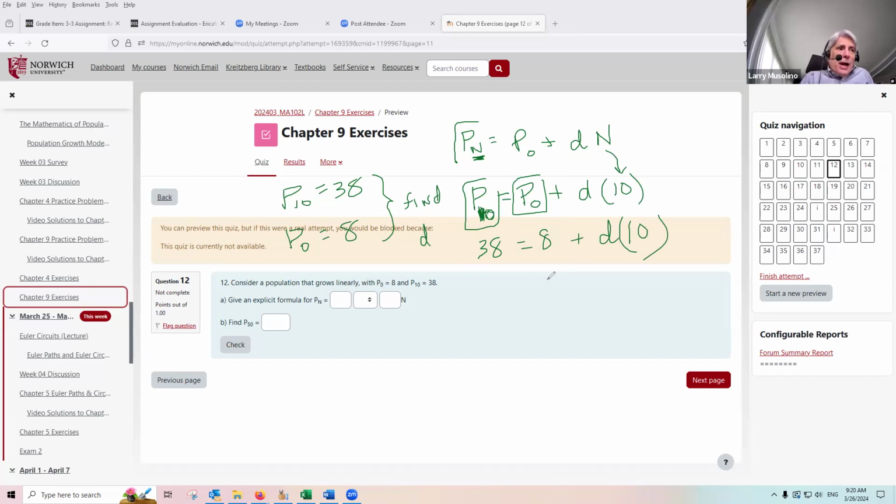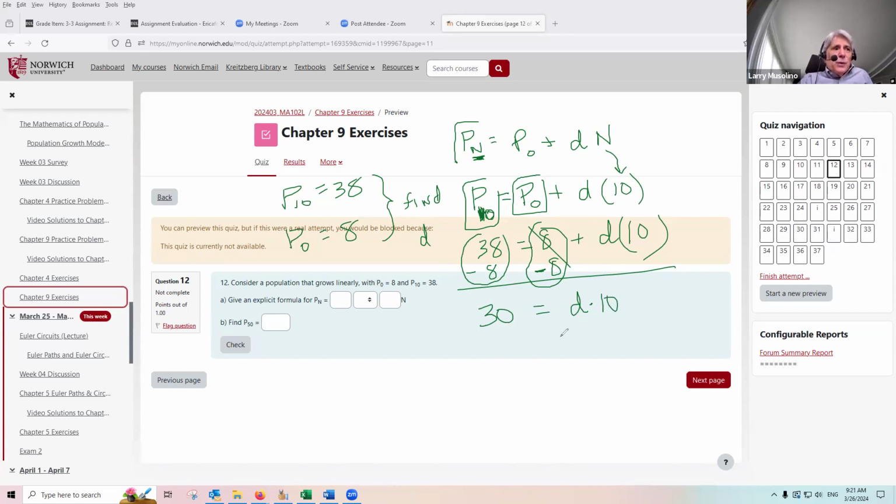Let me start out subtracting 8 from both sides. What I'm trying to do here is get that D all by itself on the right-hand side of the equation. So let me get rid of that 8 in front. The way I can get rid of that 8 is subtract 8 from both sides, because the 8 and subtract 8 will cancel each other out. On the left side, I have 38 subtract 8, so that's 30. And that's equal to D times 10.